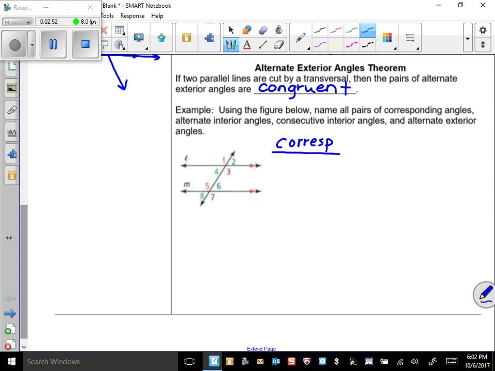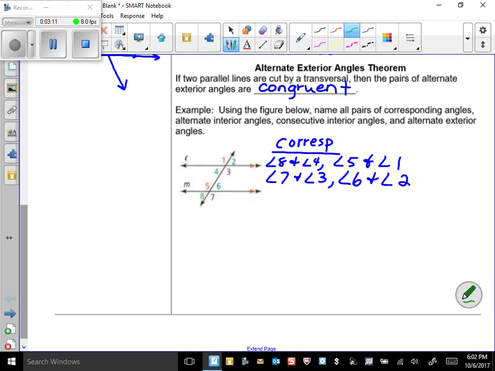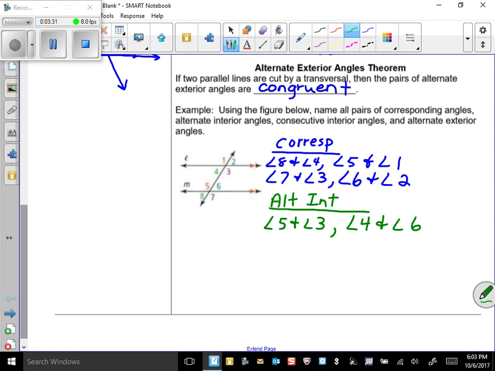So what have I got? On the left of the transversal, I got angle 8 and angle 4. I got angle 5 and angle 1. On the right side of the transversal, I've got angle 7 and angle 3 and angle 6 and angle 2. All right, let's do the alternate interior angles. By the way, my colors aren't matching up with the drawing over there. Alternate interior angles: we have angle 5 and angle 3 and angle 4 and angle 6. And of course we know the alternate interior angle sets are congruent. Corresponding angle pairs are congruent.